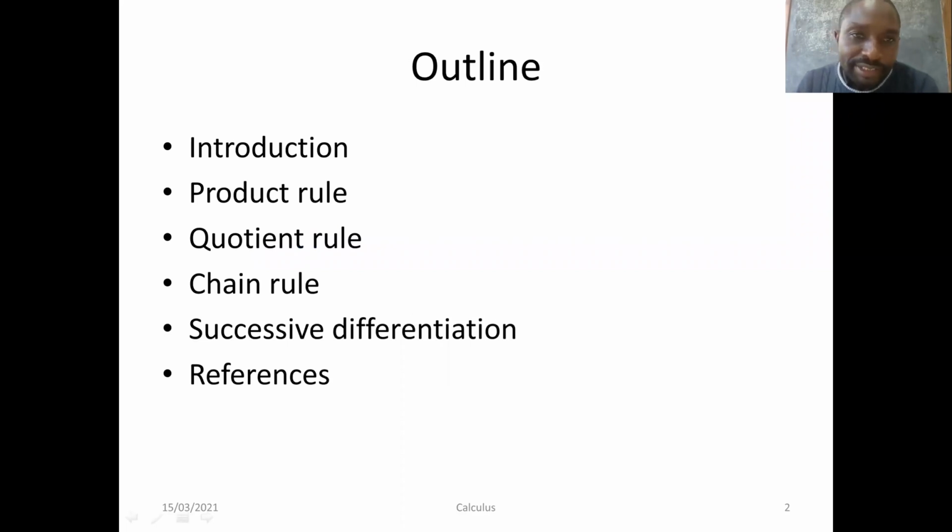I'll give a brief introduction to the methods of differentiation, look at the product rule in detail, quotient rule, chain rule, then we'll look at the successive differentiation method, and then I'll give a reference just to guide the topics above.